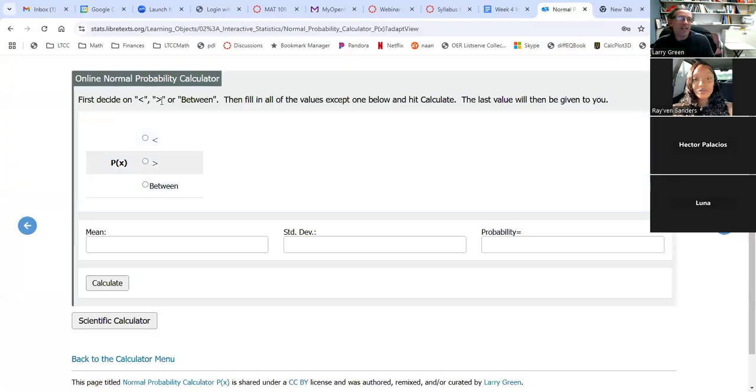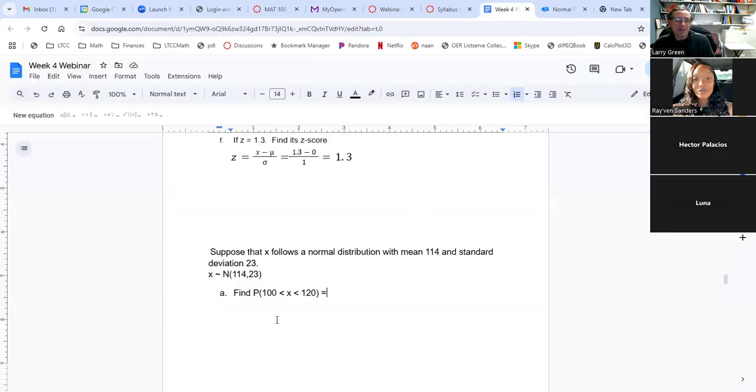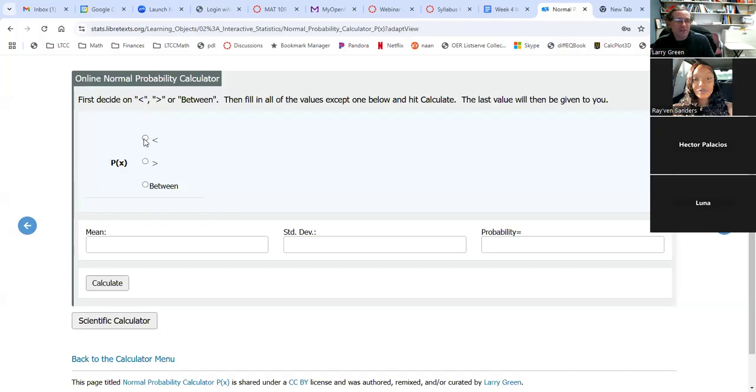And it says first decide on the less than, greater than, or between. Then fill in all the values except one below and hit calculate. The last value will then be given to you. So let's take a look. We want the probability that 100 is less than X is less than 120. So do we want less than, greater than, or between? Which of the three?